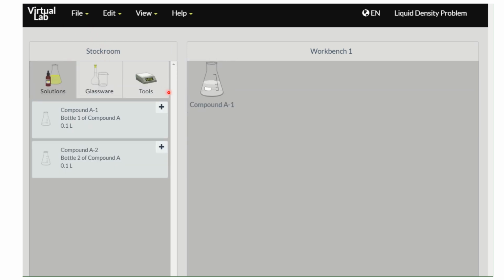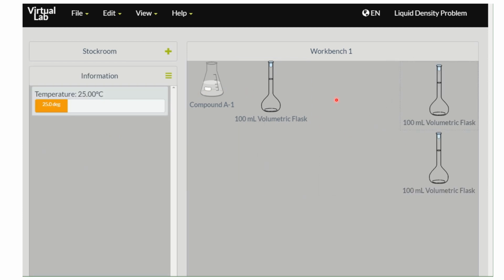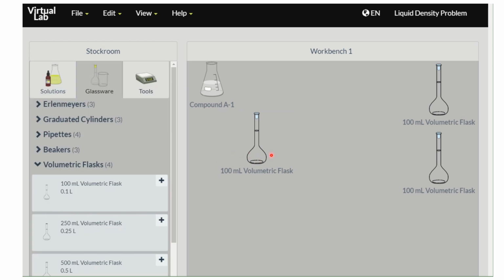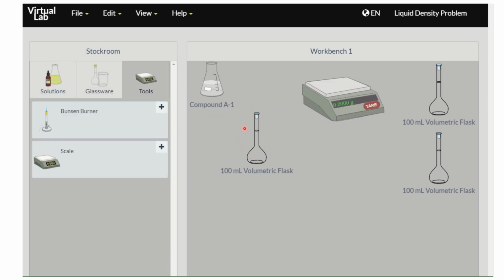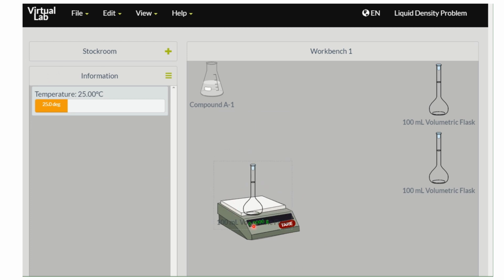Okay, there it goes. So I brought over my compound A1 to my workbench, and then I went to the glassware to get my volumetric flasks ready. I moved two over to the side. I kept this first one out in front of me, and then I brought my scale out to my workbench because obviously I need that as well.